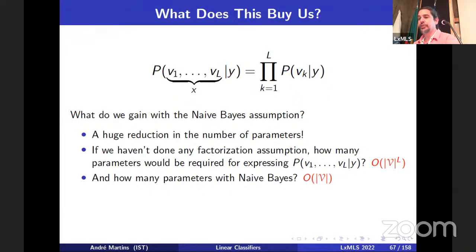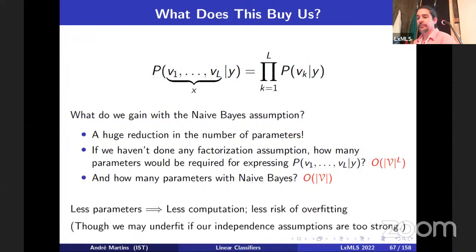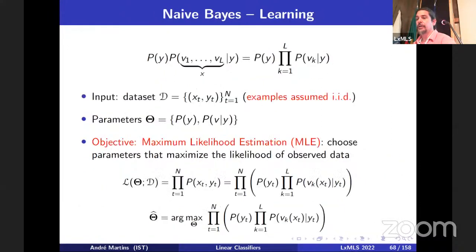It might be too strong of an assumption because words are not really independent. The order of words is important, but for many tasks, it still works quite reasonably, and it avoids having to estimate too many values. Of course, if you have fewer parameters, then we also have less computation. There's less risk of overfitting, but we still have some risk of underfitting, because our independence assumptions might be too strong.